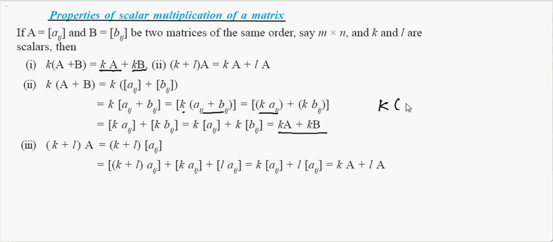That is why you have to remember K times A plus B is nothing but Ka plus Kb. Similarly, if you have two scalars, first find out K plus L times matrix A, which is K times Aij plus L times Aij. That will be nothing but K times A plus L times A, which will give you Ka plus La. So it is equal to. I hope this is clear.